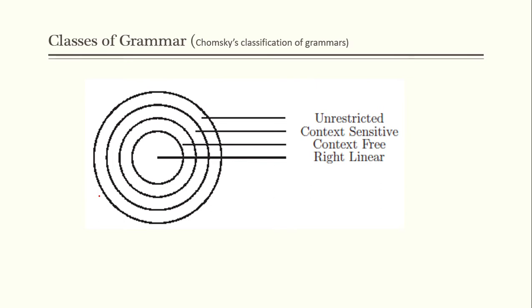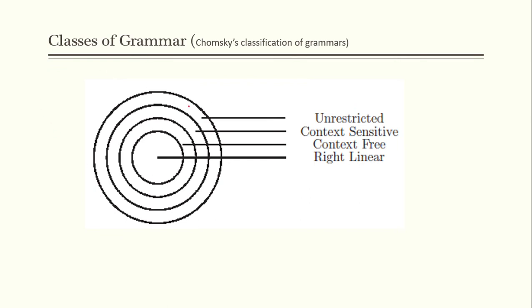Now we want to look into the classes of grammar. This is actually the Chomsky classification of grammar. This is to determine the types of grammar that we have from the production rules. We want to know what the types of grammar are. So there are 4 of them.